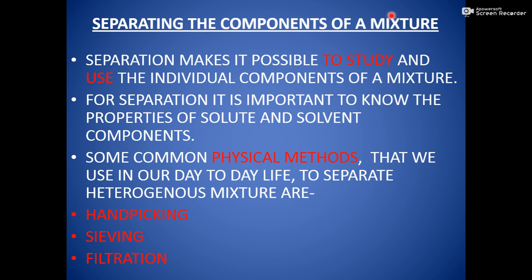As you know, a mixture is basically made up of more than one component in a random ratio. That means there is not a fixed ratio. So if we want to separate those components, what should we do, and why is it required that we get the separate components? Separation makes it possible to study and use the individual components of a mixture.